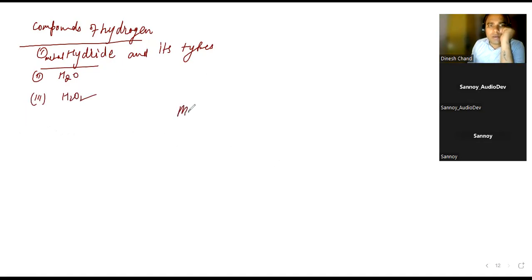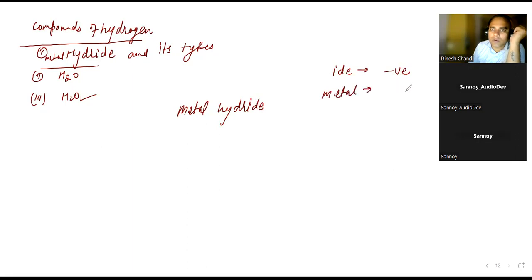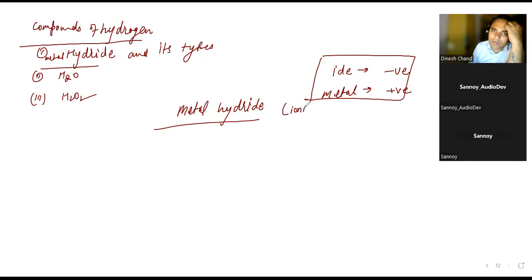Now, you explain to me what is the metal hydride. Any line you can explain? The compound of a particular metal with hydrogen atom. Okay. See, the IDE term is being used. This means that the hydrogen is having negative charge and metal will be the positive charge. Right? So metal hydrides are actually the ionic compound. Metal hydrides are going to be the ionic compound. Okay. Now, three types of hydrides we are supposed to study.